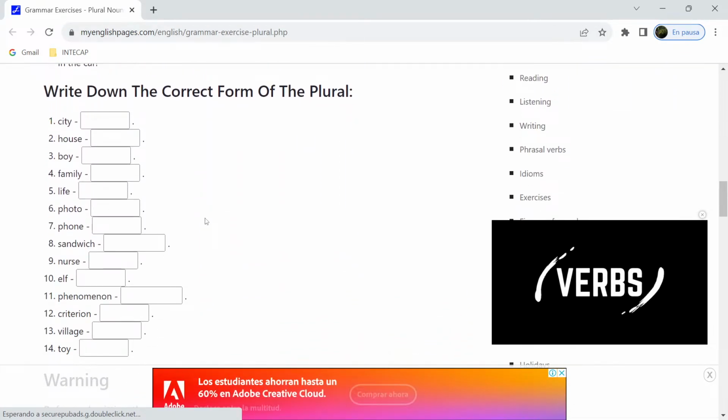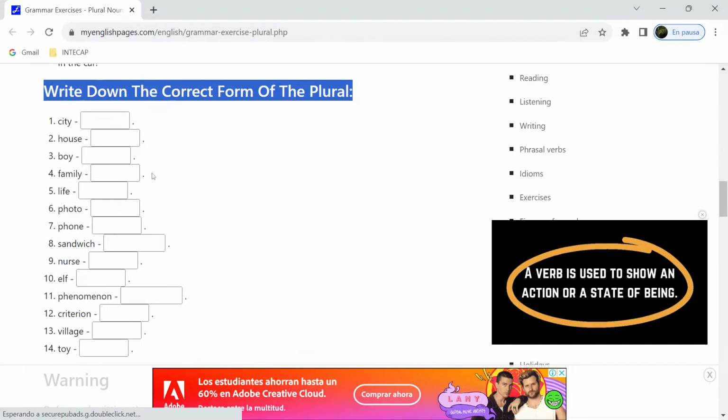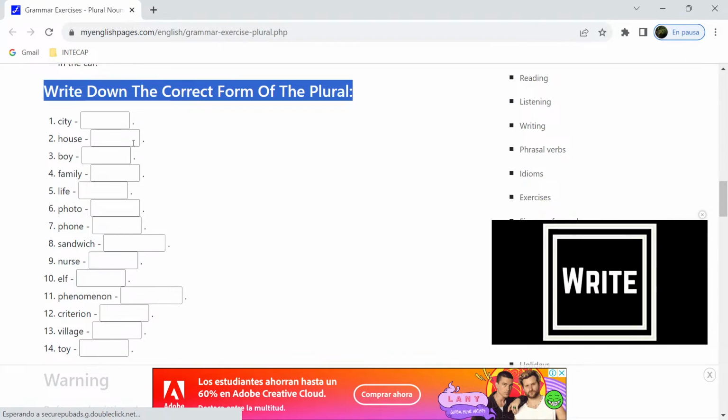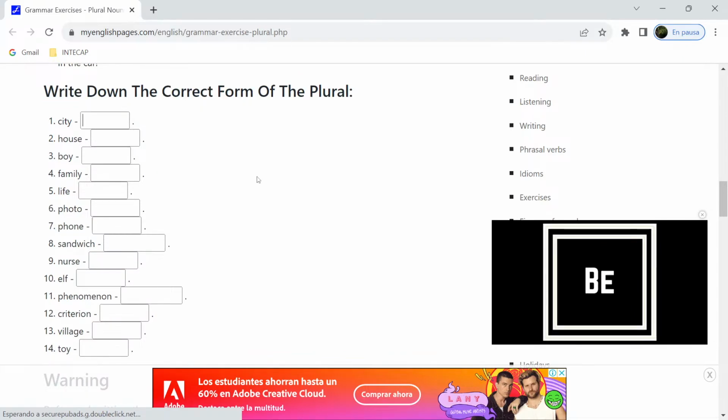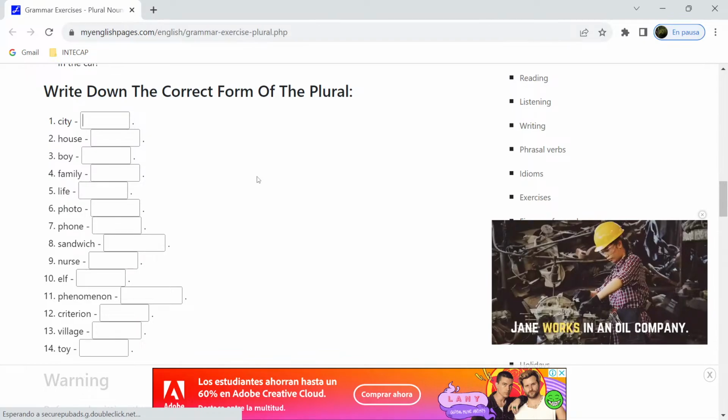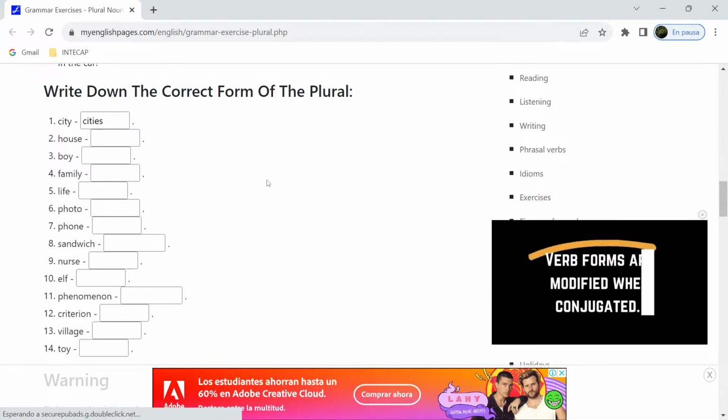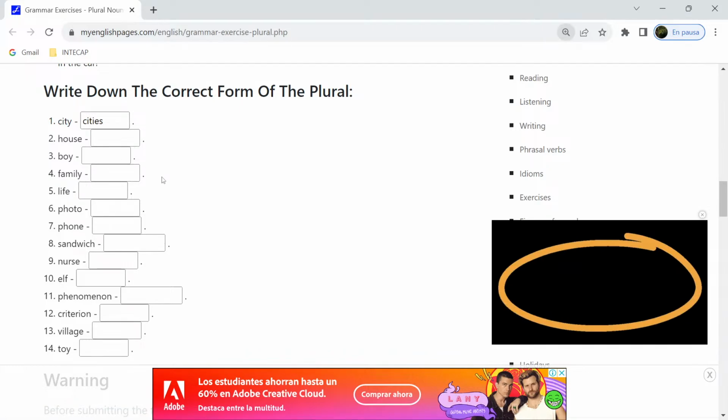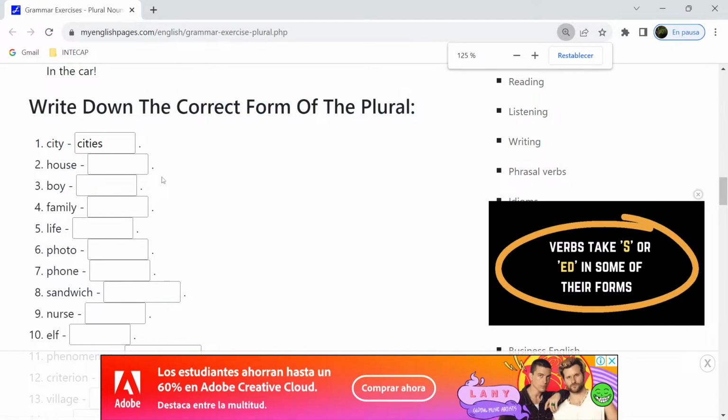Section number two is just you writing down the correct form of the plural. Here we don't have sentences. The only thing that we have to do is write the plural next to the singular. For example, here the plural should be cities. That's what I have to do.